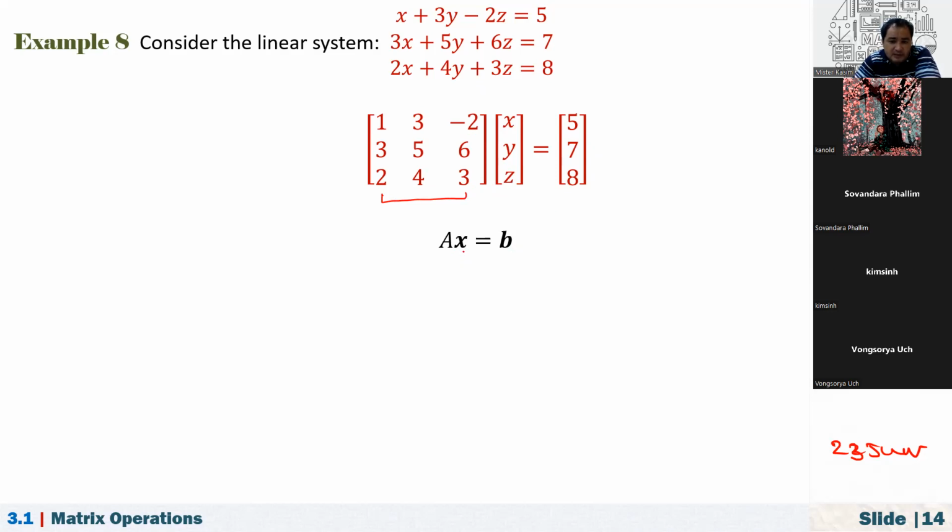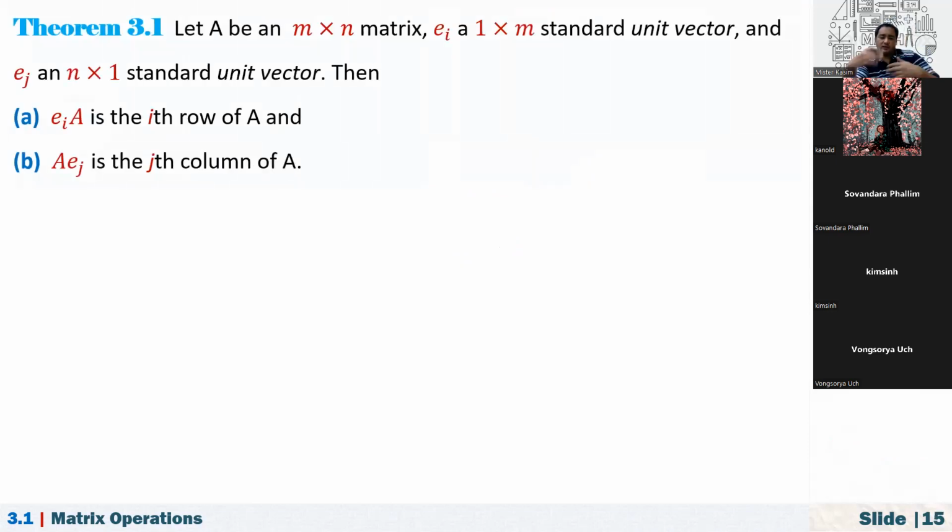This A times x equals b represents the system of linear equations where we have n variables and n coefficients. It's just an example; later we'll focus on this. That's a really simple but important representation in linear algebra. Okay, theorem 3.1.